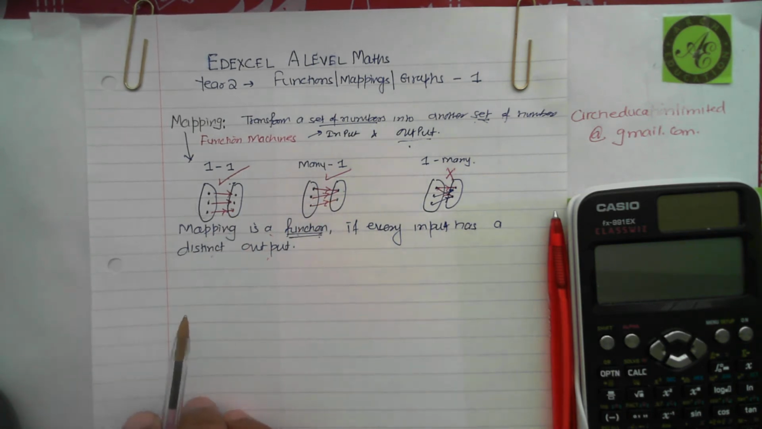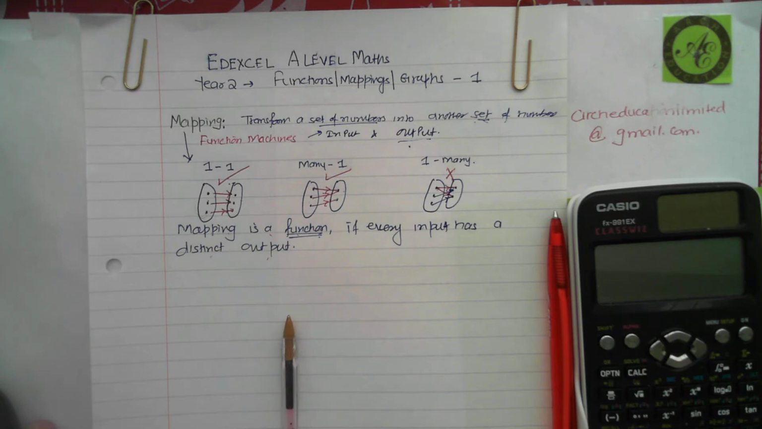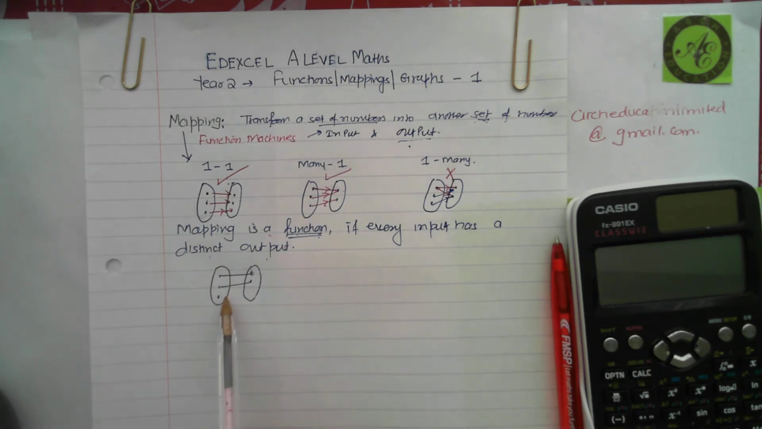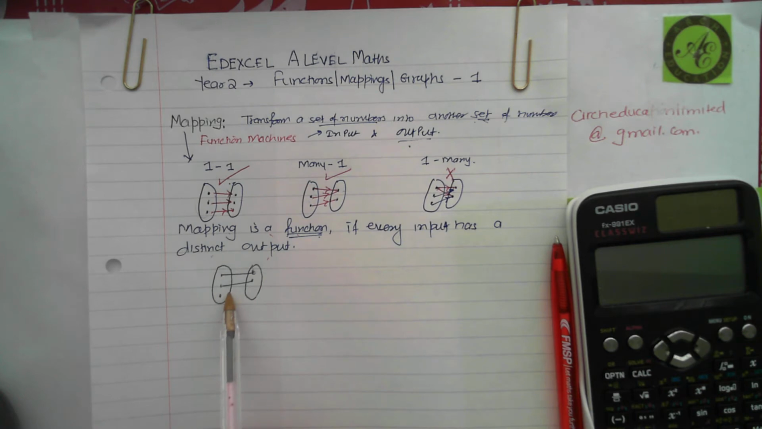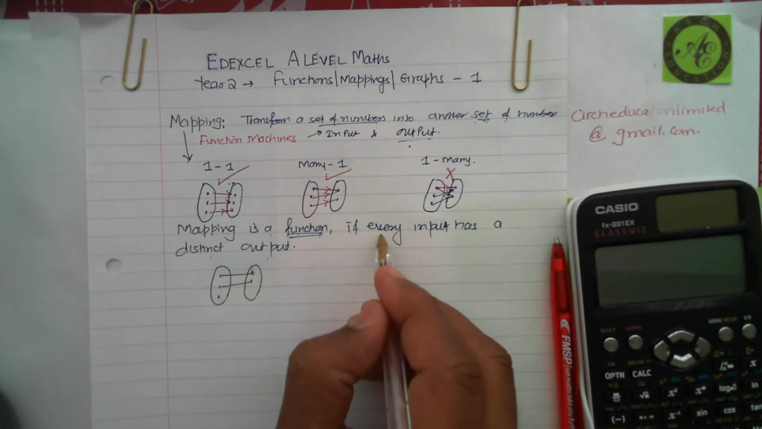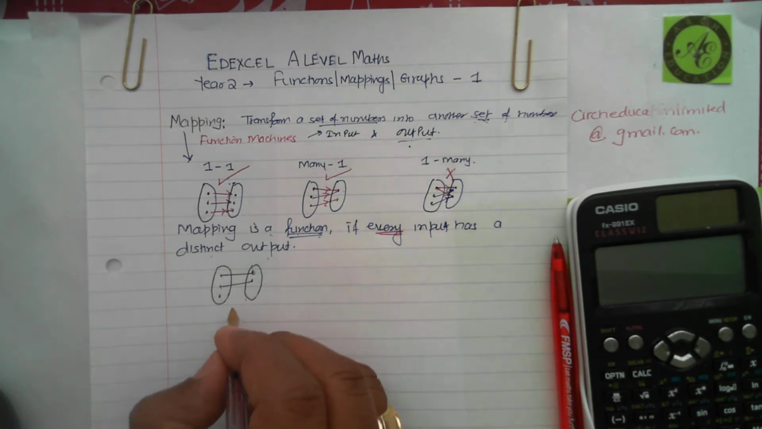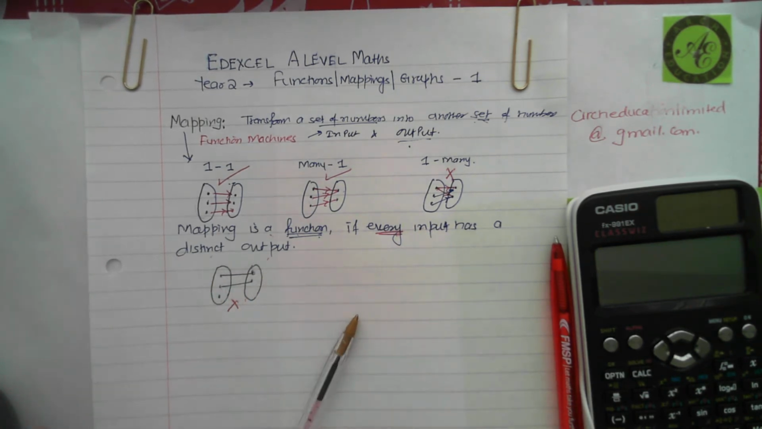I'm going to give you an example when this case probably doesn't work. Let's have a look. Here is another representation of mapping. We can see this input has a distinct output, this input has a distinct output, but this mapping is not a function because every input does not have an output. So this is not a function. Right, so we're going to give you algebraic examples for this now.